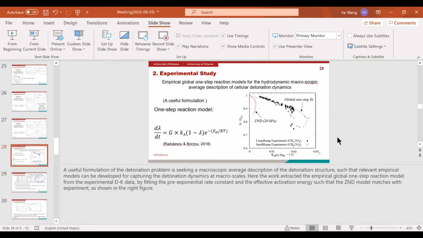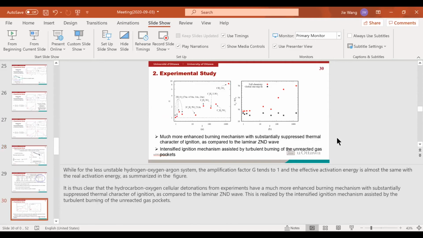And for the G factor, in my understanding it represents the reaction rate amplification factor. From this figure, you could see that the trend for the hydrogen-oxygen-argon system is that G tends to 1, but for the methane-oxygen it is much larger. So combining what we observed from the experiments and from this physics, this work attributes this to the intensified ignition mechanism due to the turbulent burning of the unreacted gas pockets. Yeah.